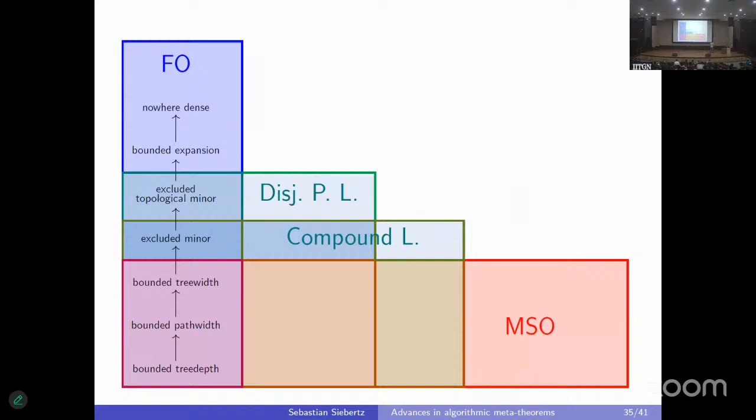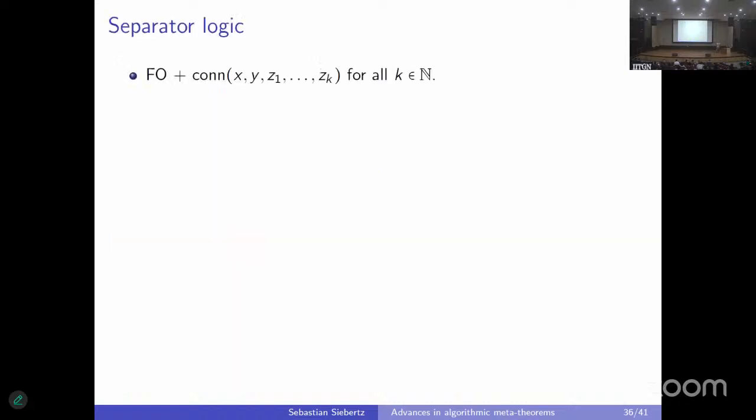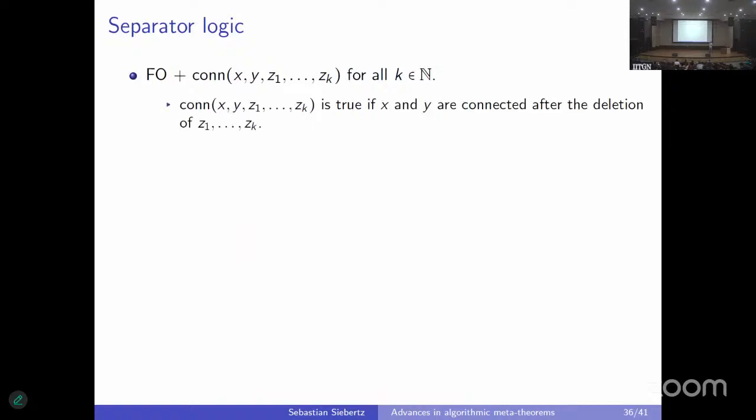I want to give you an idea of how to solve the model checking problem for separator logic. So let me introduce separator logic. We have first order logic, and then we additionally have these connectivity predicates. What do I want to say? I want to say X and Y are connected after the deletion of K vertices. I'm not only asking about connectivity, this would be too simple, but I want to do this modification, for example feedback vertex set. So, are they connected after deleting those K vertices?